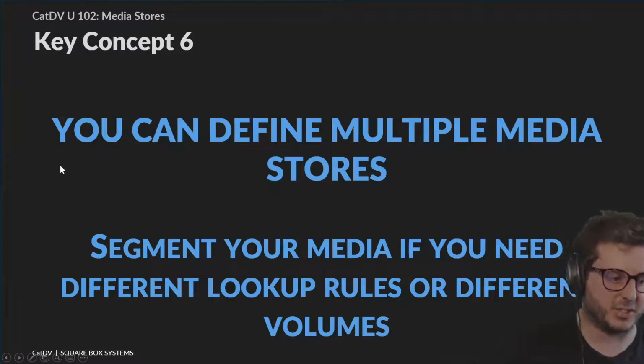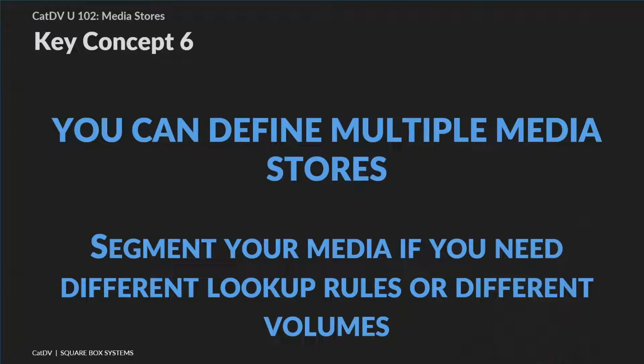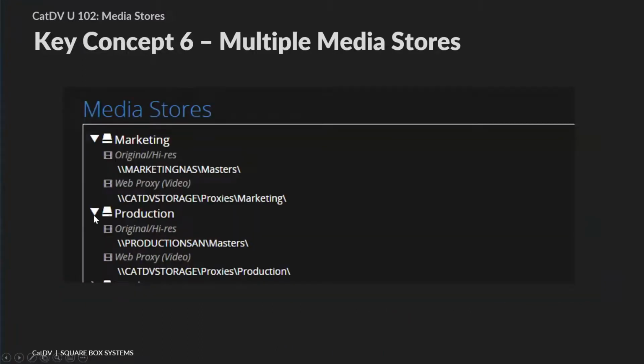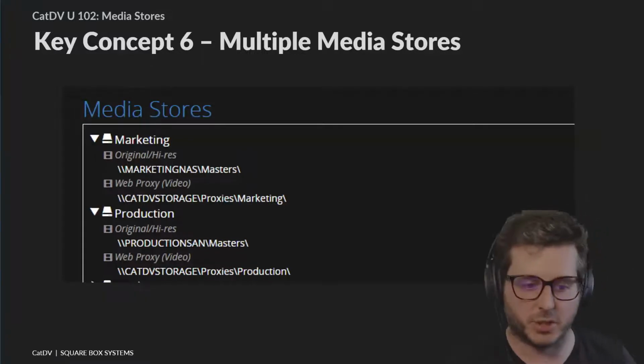So key concept 6, and we're nearly through all the key concepts, so don't fear. You can define multiple media stores, and this allows you to segment your media. This might be because you've got different storage arrays, or because you want different lookup rules based on that. So the marketing department might not need to work with mezzanine files, but the production department might, for example. So by segmenting your media in this way with your media stores, it allows you to have flexible rules. In this example, I've got the marketing media store and the production media store.